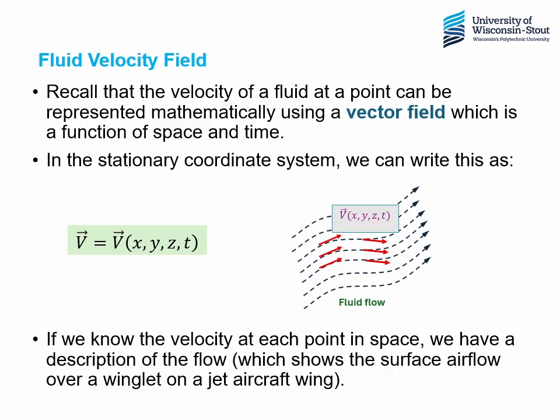If we know the velocities at every point in the flow field, then we have the complete description of the flow. This is powerful because it lets us analyze how fluid moves around objects, such as airflow over a wing or water through a pipe. So the velocity field is the foundation of describing fluid motion in a precise mathematical way.